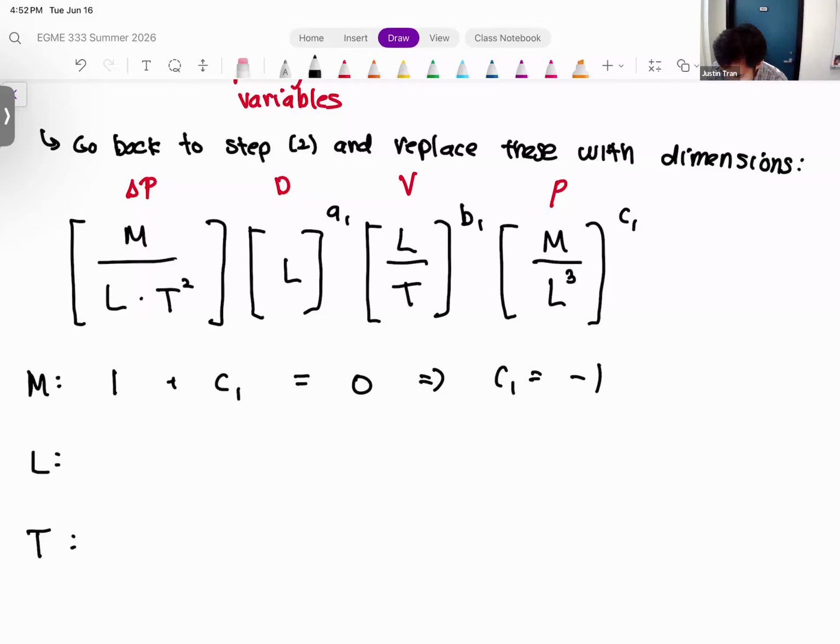All right, next we have length. Length is going to be the most complicated one, because every variable here has length. From the pressure drop, we have length in the denominator, so that's going to be a -1, the contribution from delta P. Next, diameter is just length, and we're raising it to the A1 power, so this is a positive A1. From the velocity, length is in the numerator, so this is going to be a positive B1.